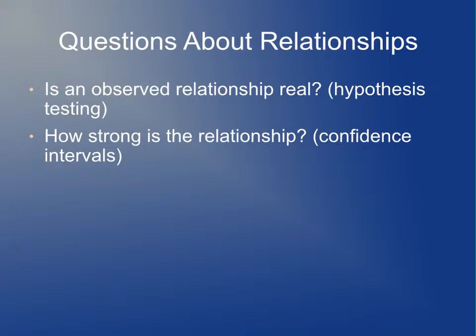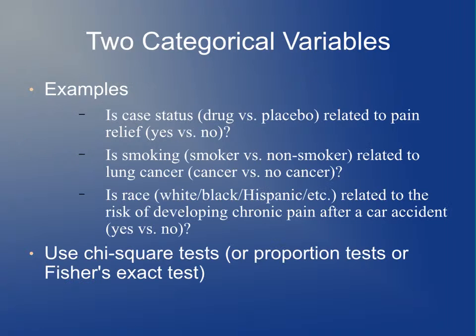And two questions we may want to answer about these types of relationships are, first of all, is the observed relationship real? Is it a stronger relationship than we would expect to observe due to chance? And how strong is this relationship? We can answer the first question using hypothesis testing. We can answer the second question using confidence intervals.